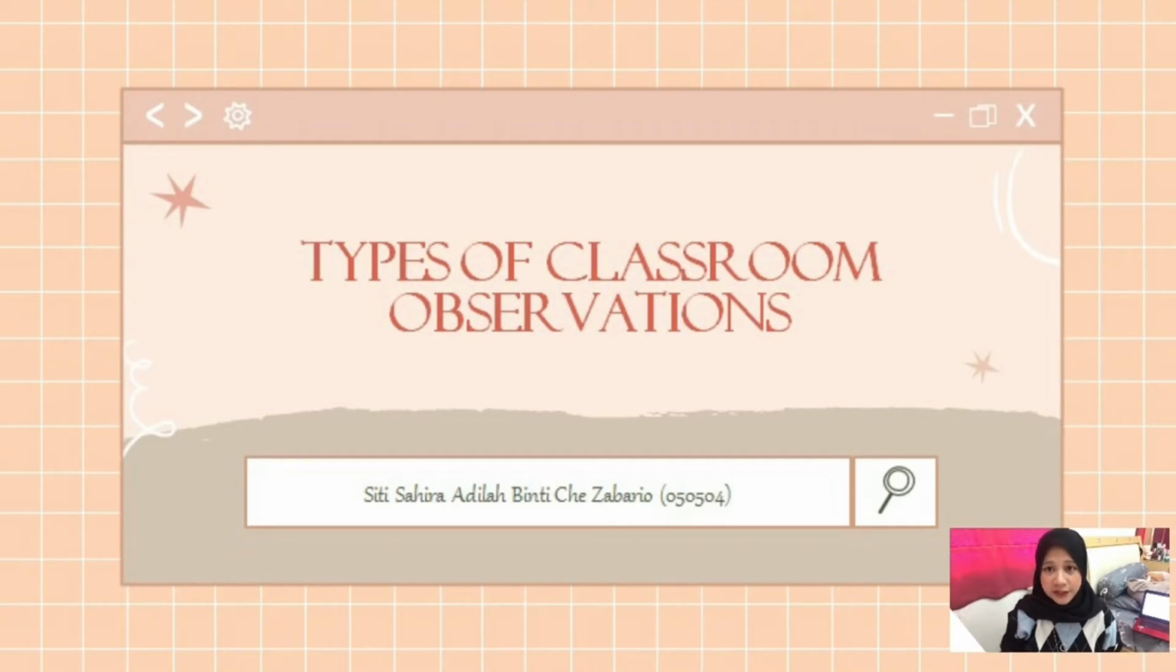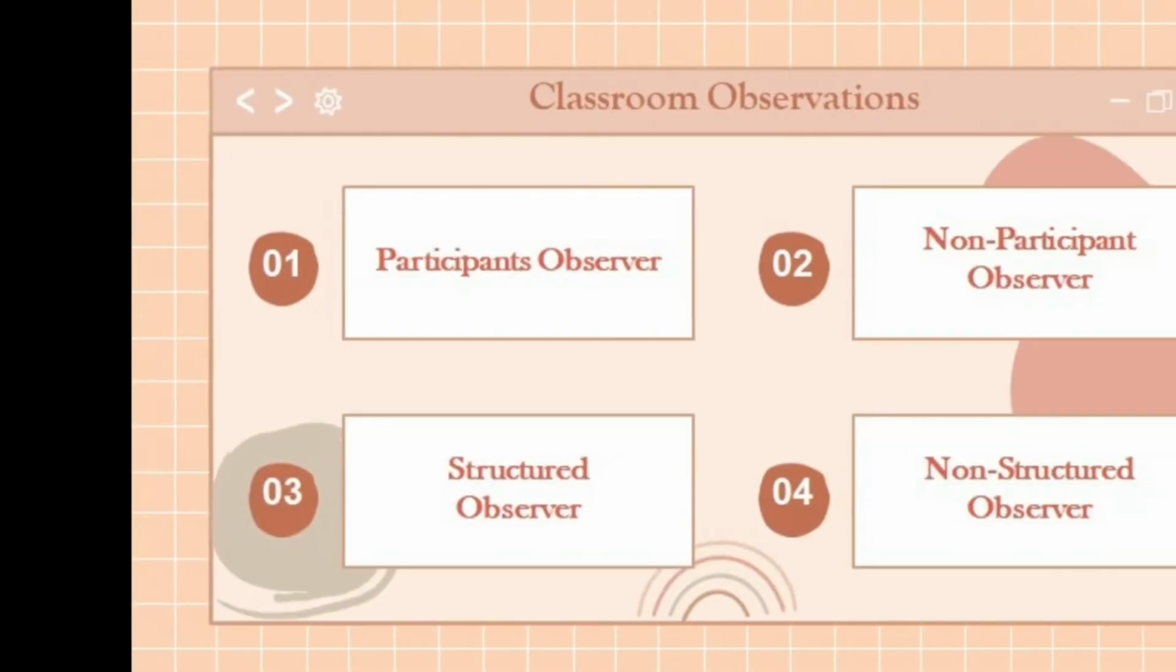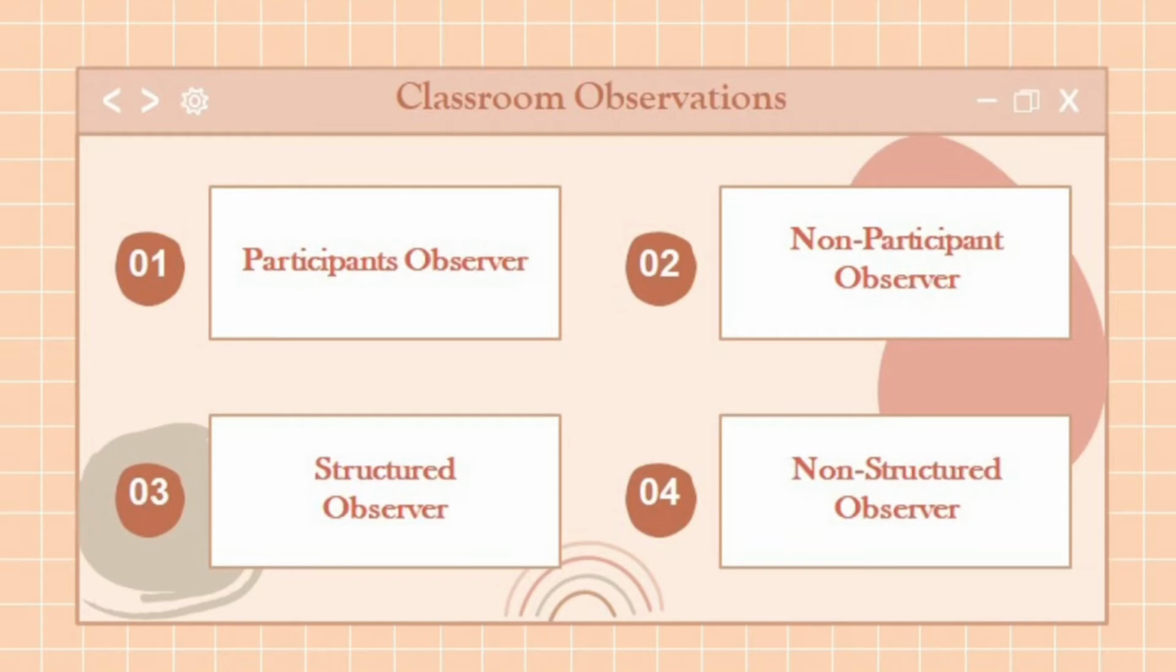So for now, I'm going to talk about the types of classroom observations. So without further ado, let's go. There are four types of classroom observations. The first one is participant observer, the second one non-participant observer, then structured observer, and the last one will be unstructured observer.